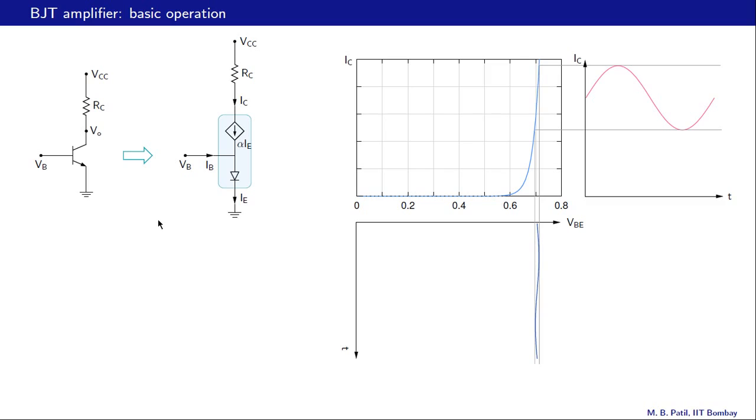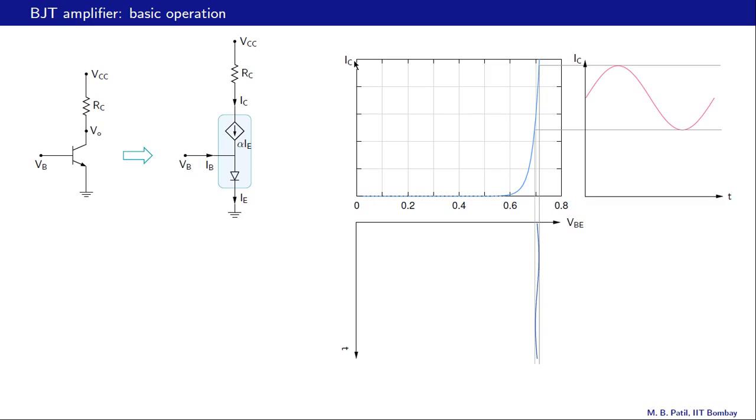We are now going to discuss BJT amplifier circuits, and let us begin with the basic idea behind a BJT amplifier shown here. Here is an NPN transistor, a voltage source connected here, a voltage supply VCC, and there is a resistor RC. When we replace this NPN transistor with its equivalent circuit, we get this circuit here, assuming of course that the transistor is operating in its active mode or the linear region, and therefore we have a diode and a current controlled current source.